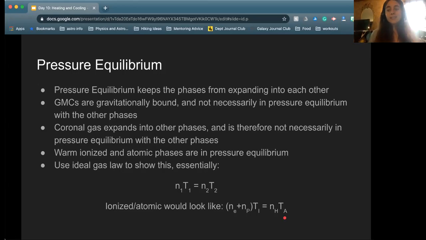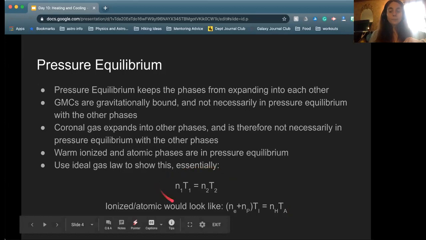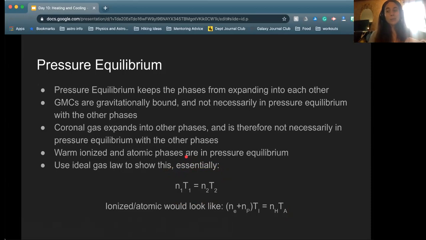So thermal pressure, this kind of ideal gas law pressure, is part of the picture, but it's not the whole picture. And we're going to stay here though, because putting magnetic fields into anything gets too complicated too quickly. So this is what we're going to focus on in terms of pressure equilibrium, which is to say that NT equals NT should be true, or should be approximately true, for the different phases.